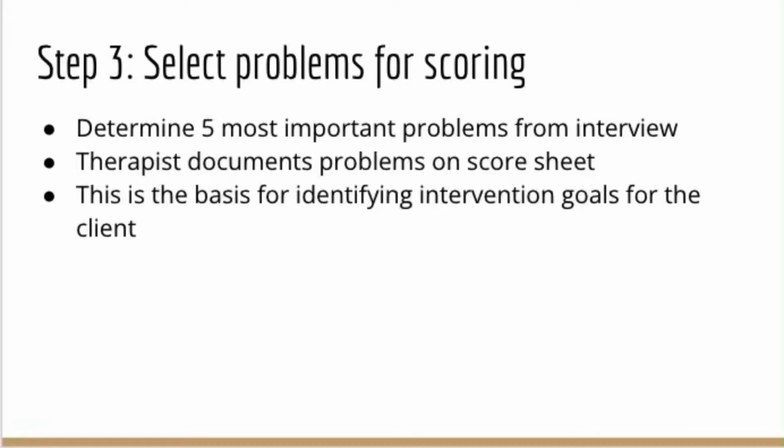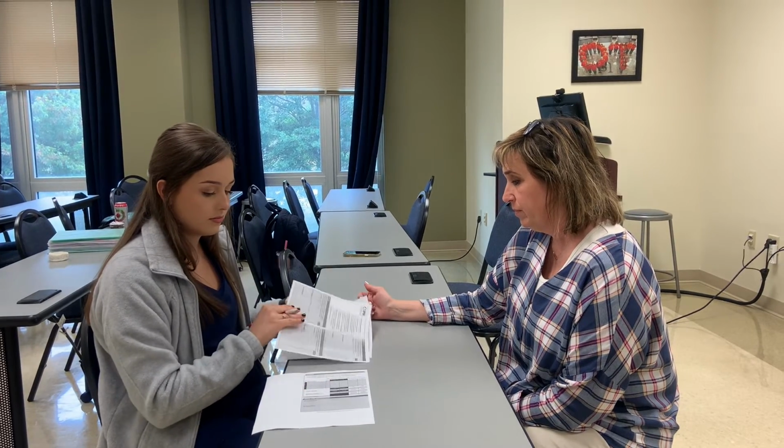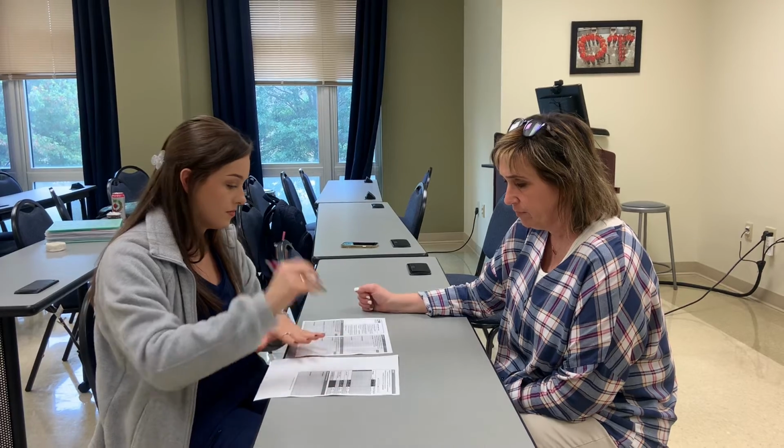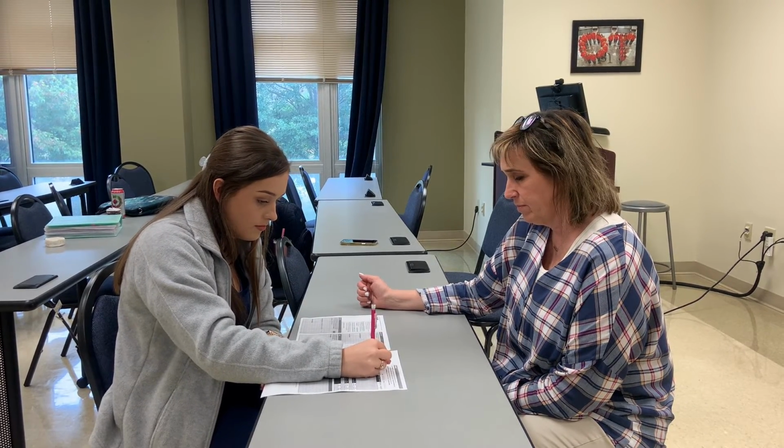The client is able to pick 5 of the most important issues discussed in the interview to work on during therapy and score for performance and satisfaction. After determining the client's top 5 problems, the therapist transfers them to the score sheet for further scoring and comparison. This sheet is found on the back cover of the COPM assessment form.